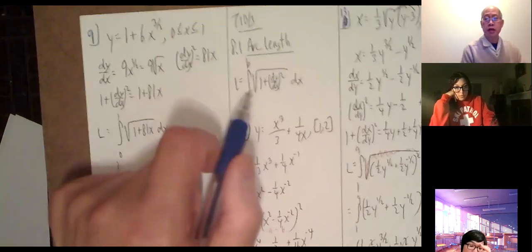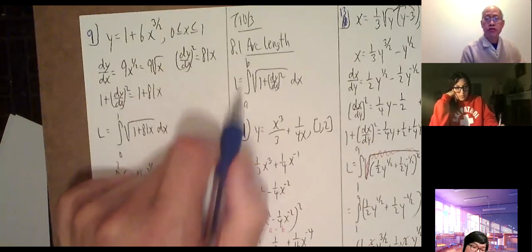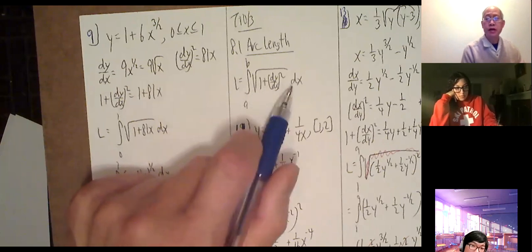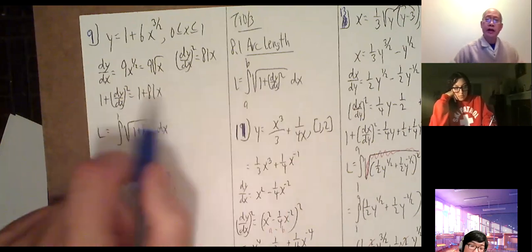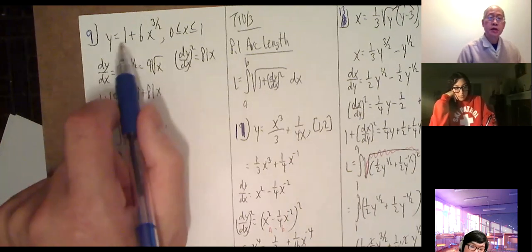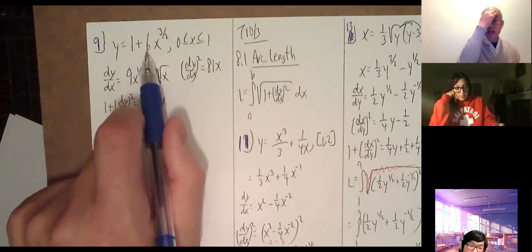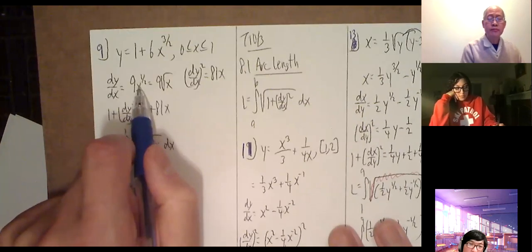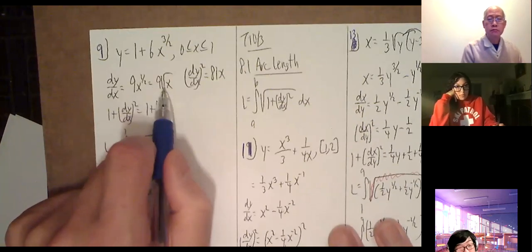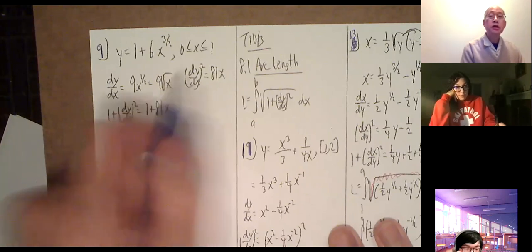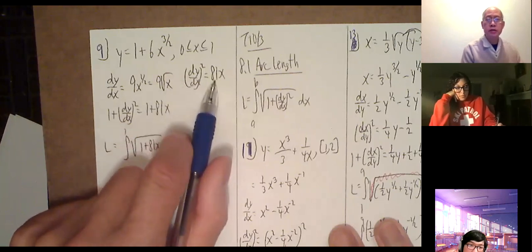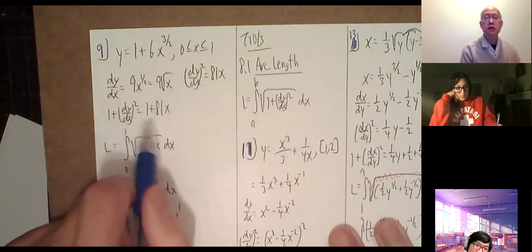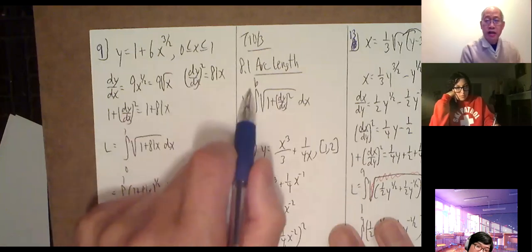All right, so I throw it in the formula. Here's the formula. Integral from a to b of 1 plus dy dx squared dx, or 1 plus dx dy squared dy if you have x as a function of y. Okay, so I need the derivative. That's easy. Derivative of 1 is 0. Derivative of this is 3 halves times 6 is 9 x to the 1 half, which is 9 radical x. Okay, by formula, I'm supposed to square it. So the square of this is 81x, and then I add 1. So 1 plus 81x. So that goes underneath the square root.